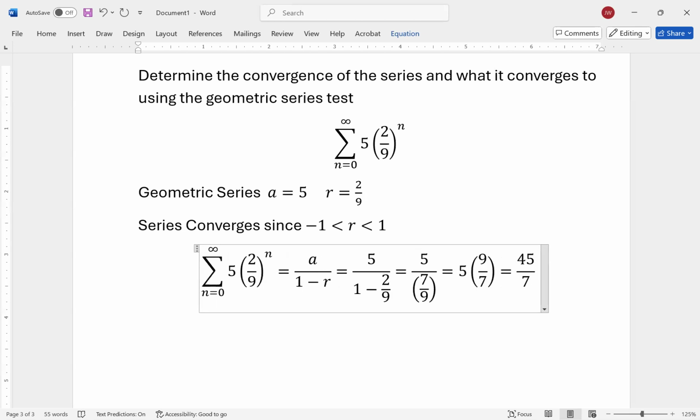If I want an approximate answer, I just type that into my calculator. 45 over 7 becomes about 6.43. So there you go. The series converges to 45 over 7.